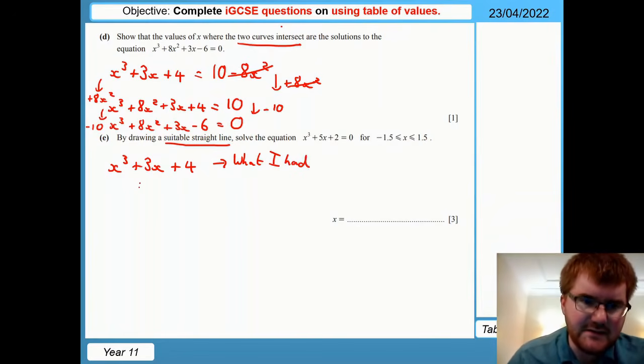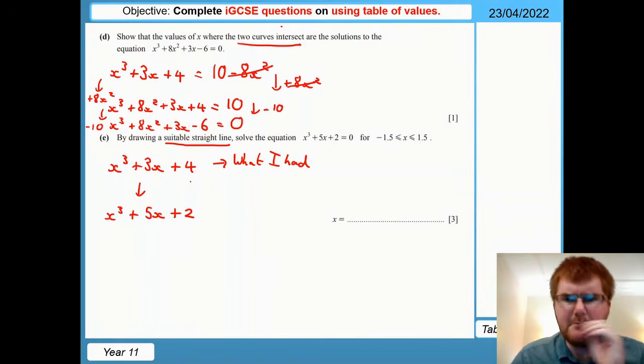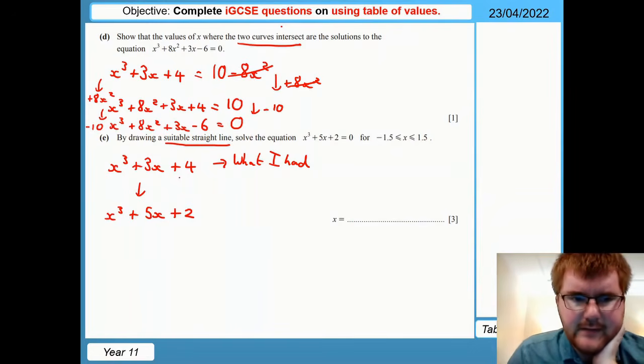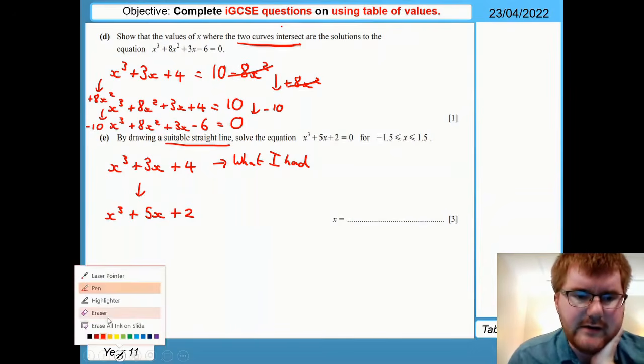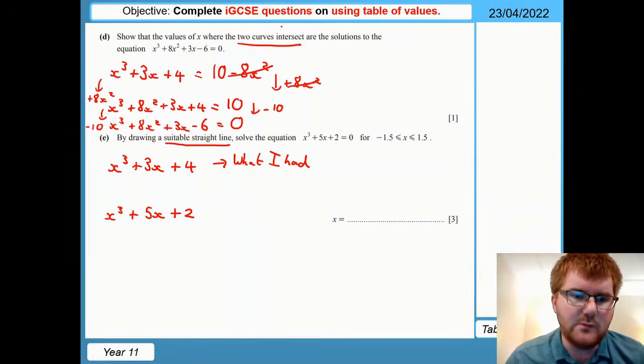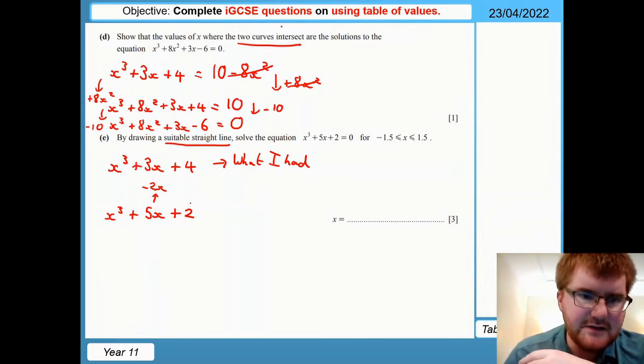And what we want to get to is x cubed plus 5x plus 2. So then we have to think to ourselves, okay, how do I go between one and the other? And probably should put the arrow the other way round here, because essentially what we're trying to do is make this one look like this. And the difference between this is, well, we have a minus 2x. To go from 5x to 3x, we have a minus 2x. And to go from 2 to 4, we just add 2.